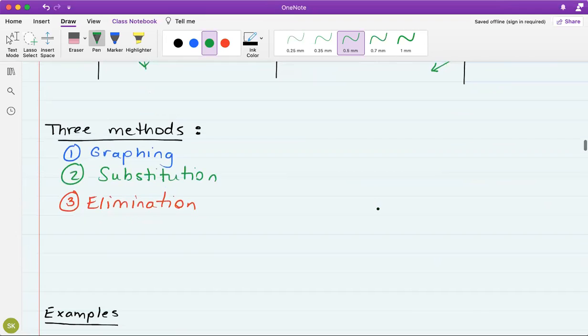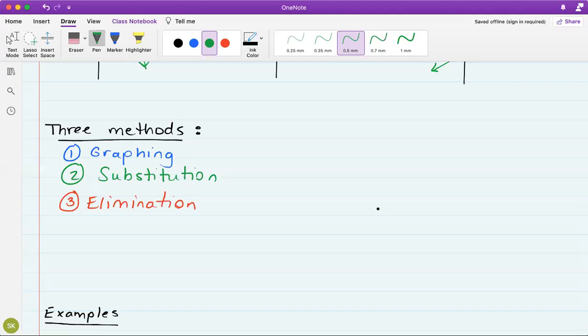There are three methods that we're going to use to solve a system. The methods are graphing, substitution, and elimination. I'm going to show you each type of method, and we're going to use it for these examples. We're also going to talk about the pros and cons of each method.